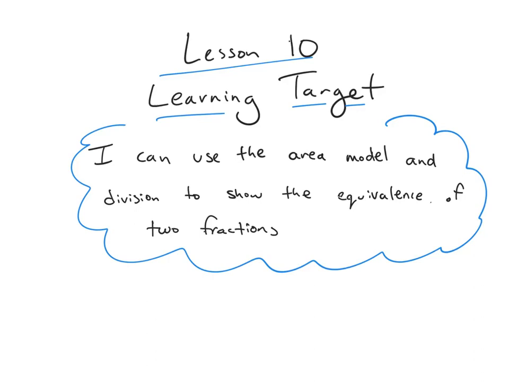This is a video lesson for Module 5, Lesson 10. The Lesson 10 learning target is: I can use the area model and division to show the equivalence of two fractions. So we're going to be building on our learning from Lesson 9 and looking at how we can use division to find equivalent fractions using non-unit fractions in this case. So let's go ahead and jump in to the first problem.